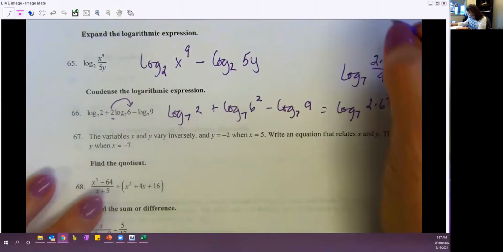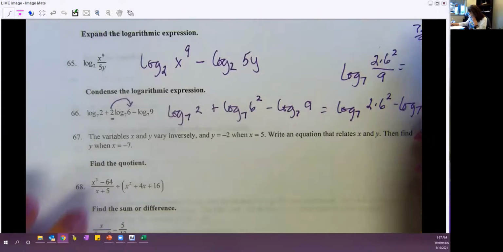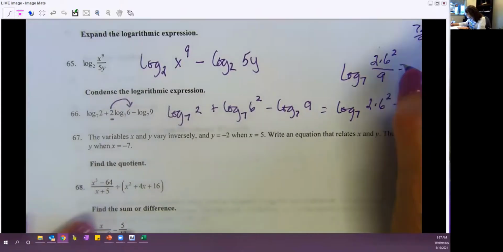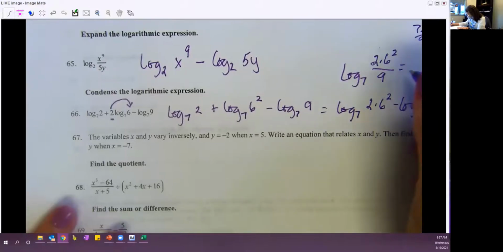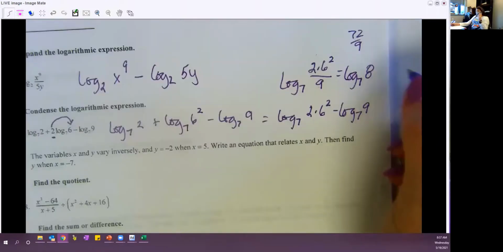So then I know this is 72 over 9. 9 times 8 is 72. So this is the log base 7 of 8. Is your final answer.